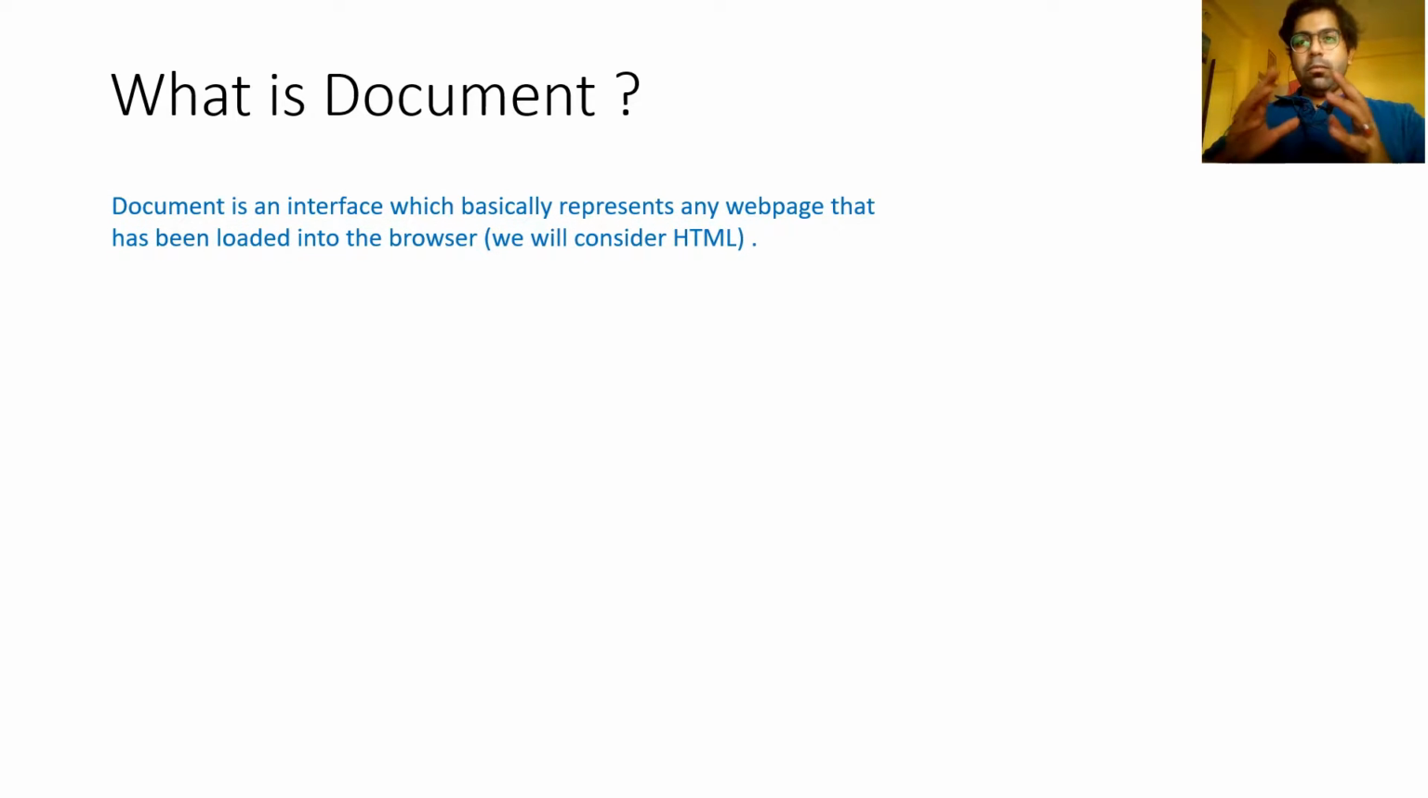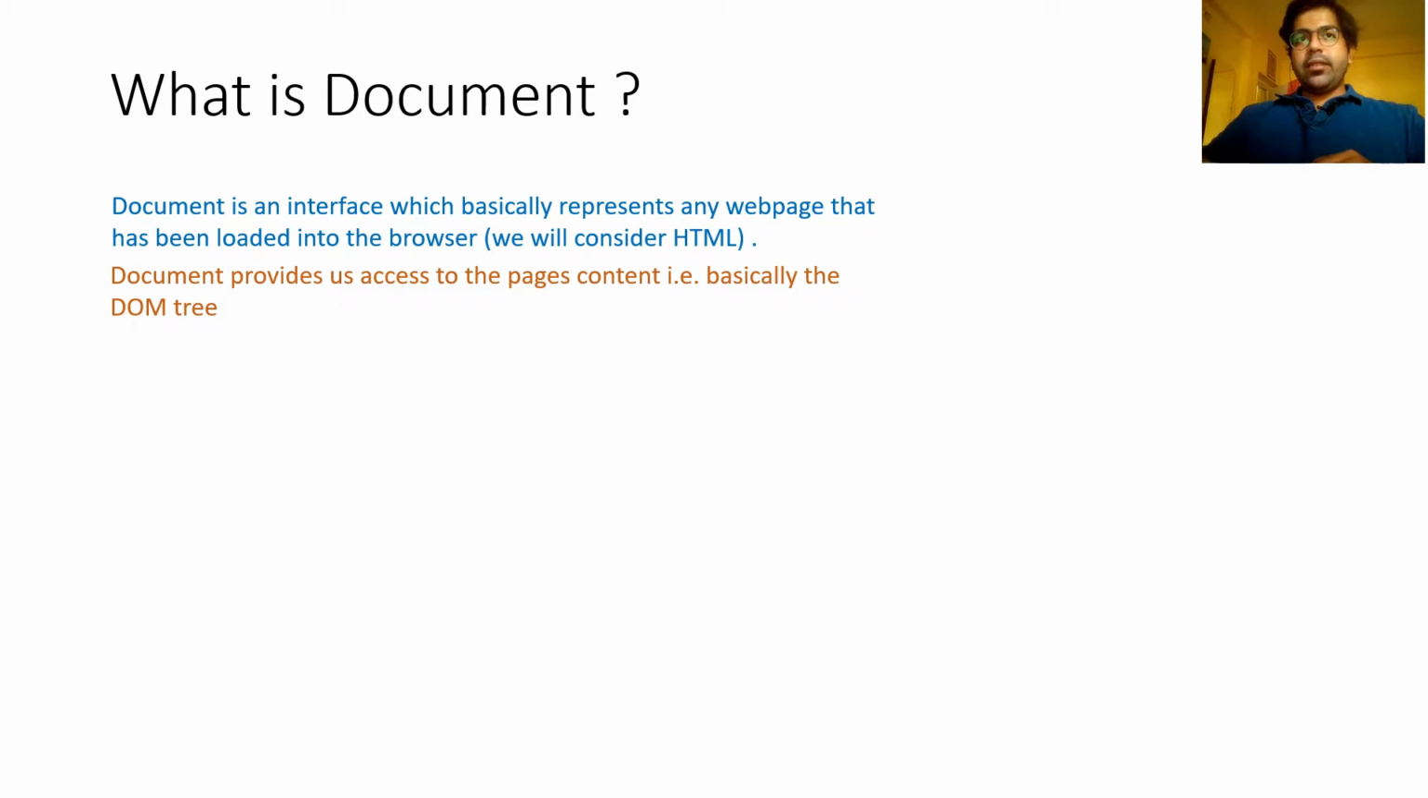What is document? Document is an interface which basically represents a web page that is loaded on the browser. Okay. Document is an interface which basically represents a document which has been loaded on the browser. For us, we'll consider it as HTML. It can be an XML, it can be an SVG, anything, but we'll think of it as an HTML at this point of time. Right?